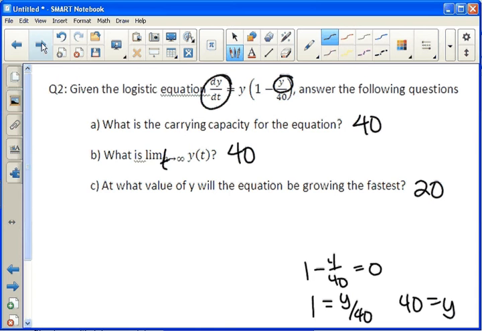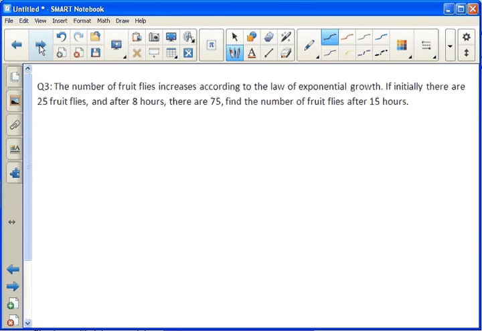Number 3. The number of fruit flies increases according to the law of exponential growth. As soon as I see exponential growth, I know I'm dealing with this equation. If initially there are 25 fruit flies, meaning my C is 25, and after 8 hours, meaning my time is 8, there are now 75, I put that here. Find the number of fruit flies after 15 hours.